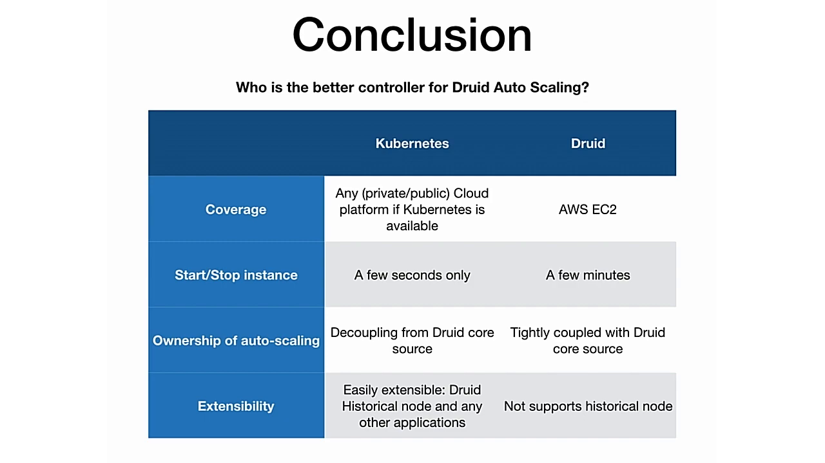Let's see. First of all, Kubernetes has wider coverage than Druid. Most public clouds support managed Kubernetes, or you can build your own Kubernetes system if you have bare metal infrastructure. Secondly, Kubernetes deploys containers, which are much faster than VMs. Starting or stopping an instance of a container takes only a few seconds, but a VM-based instance may take a few minutes. Thirdly, what do you think about the decoupling?